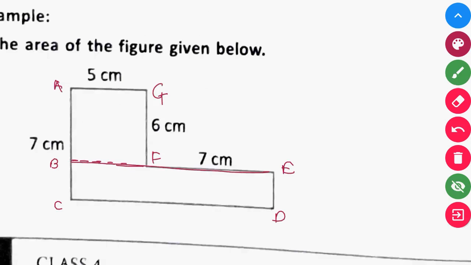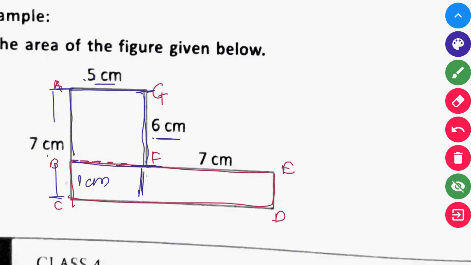So this is one rectangle, and above that rectangle there is also one rectangle. Why do I say rectangle? Because this is 6 centimeter and this is 5 centimeter, so this can never be a square. Now the length of this whole segment is 7 centimeter, and this portion is only 6 centimeter. So what is the length of the remaining portion? 1 centimeter. 7 minus 6, 1 centimeter, the length of BC.